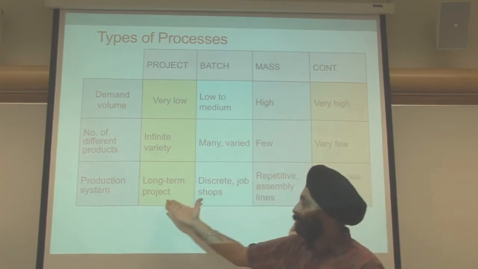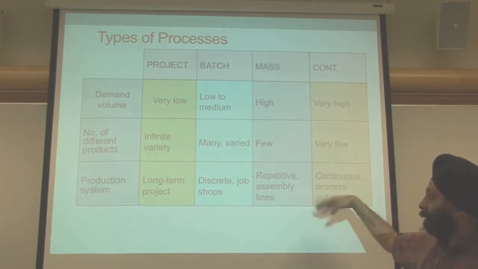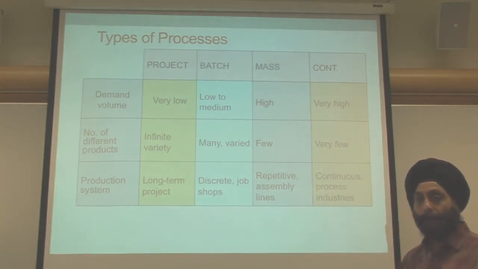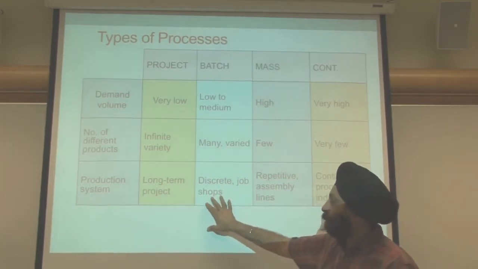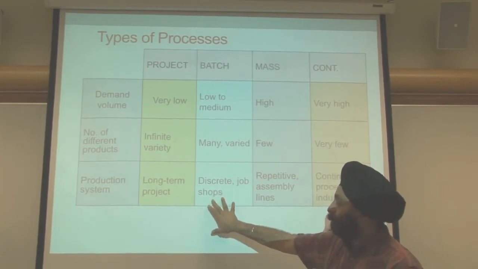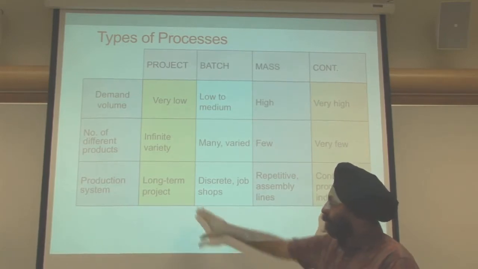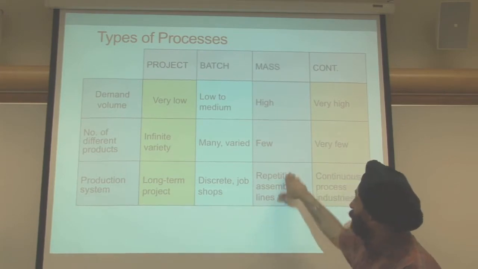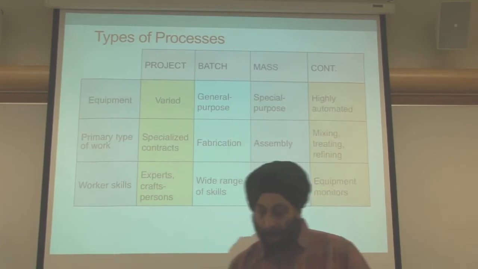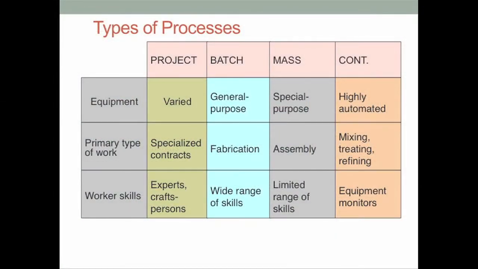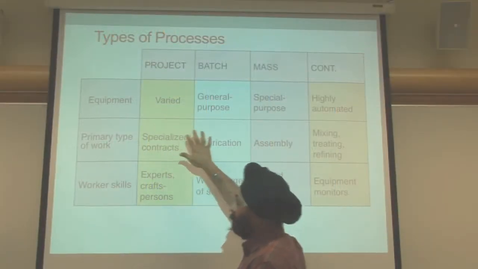Production system, this is a long-term project, takes a long time, all the way to continuous process industry, where it becomes much more of a completely automated environment. In between, this is a job shop environment for how do you produce the product, a lot of manual labor, or more machines than projects, but still less than repetitive assembly lines that you typically see in mass production. And equipment that is used is varied. A lot of work done by hand or common use machines.